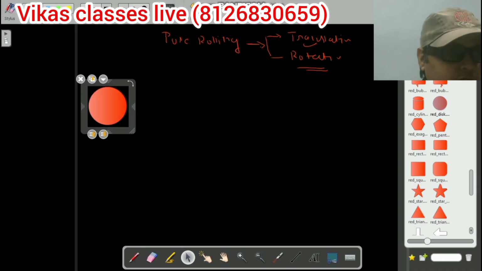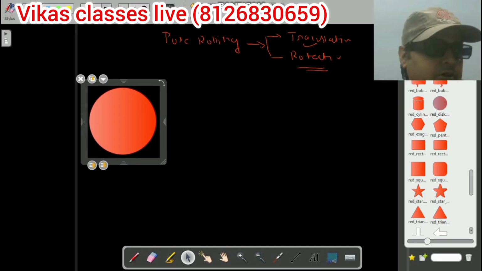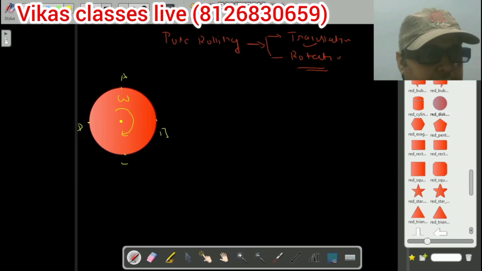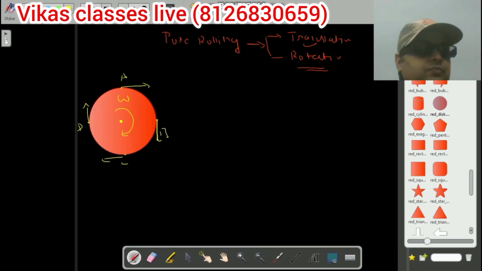Here is a circular disc. Now we will enlarge it. First we have to take its center. Here is a center. Whenever it rotates with angular velocity omega, each particle on the circumference, A, B, C as well as D, will rotate in the same sense. If it is clockwise, then all the particles on the circumference of the disk will be clockwise.